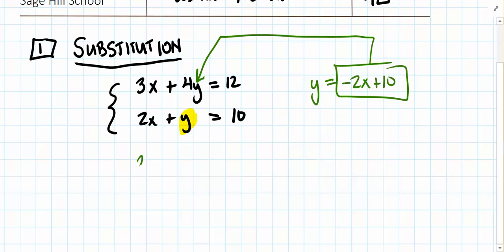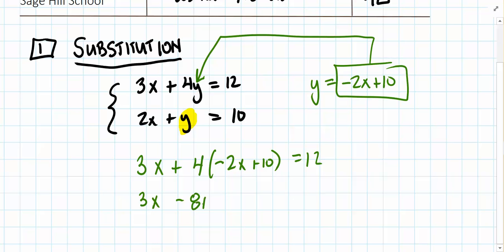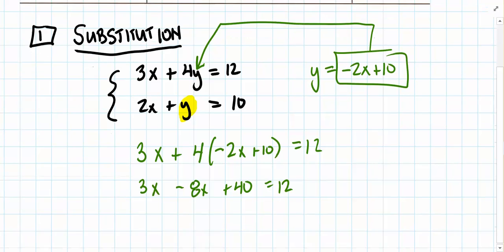So then here's what we get. We get 3x plus 4, and instead of y, we're going to substitute negative 2x plus 10. And that's still going to equal 12. So the rest is just algebra. 3x, this is going to be minus 8x, and this is going to be plus 40 is now equal to 12. Am I doing that right? Yes. All right, cool. Moving up.